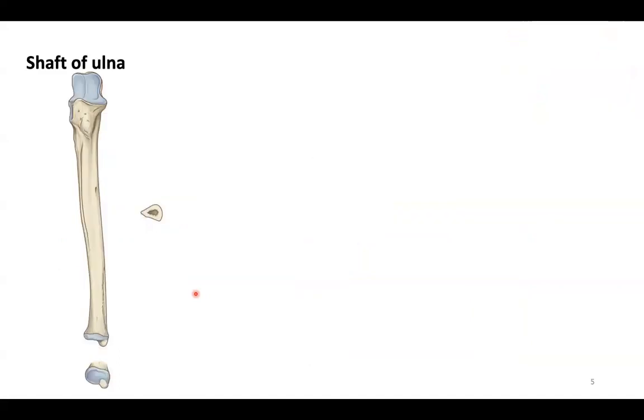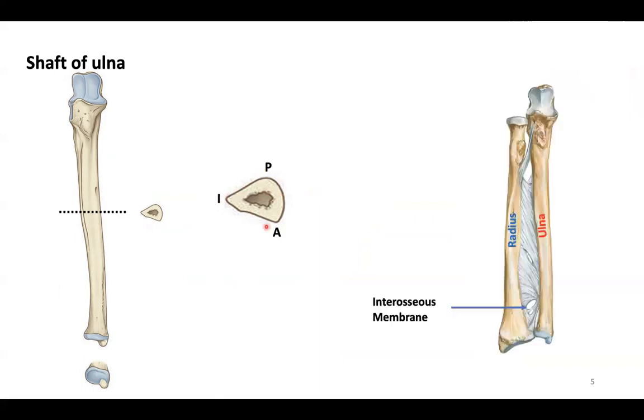When we see a transverse section of the shaft, it is roughly triangular, so it has three borders: anterior, posterior, and interosseous border. The interosseous border, as the name indicates, is the attachment site for the interosseous membrane.